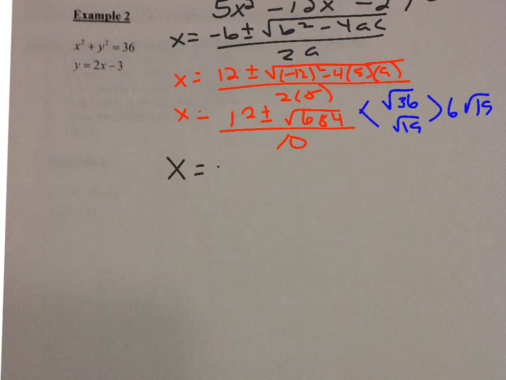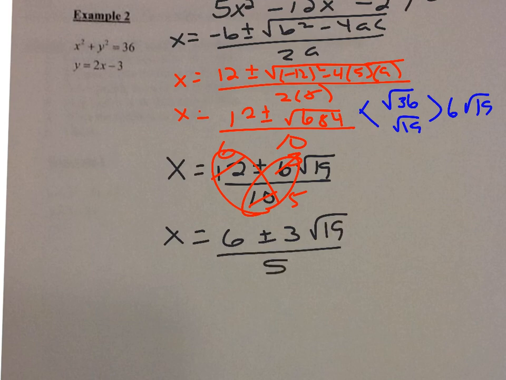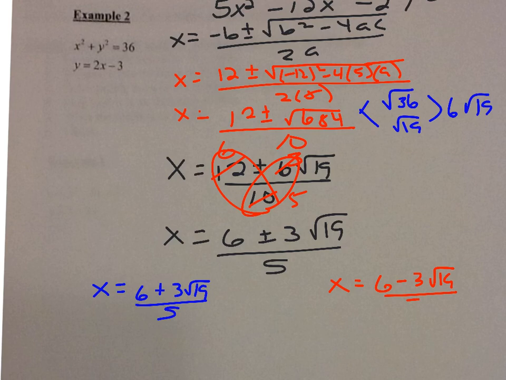Okay, so I have x is equal to 12 plus or minus 6 times the square root of 19, over 10. And then remember, in order to reduce, you have to make a heart. What goes into 12, 6, and 10? That is 2, so 6, 3, and 5. So I get x equals 6 plus or minus 3 times the square root of 19, over 5. So let's separate our x's. One of my x's is x equals 6 plus 3 times the square root of 19 over 5, and the other x is 6 minus 3 times the square root of 19 over 5.